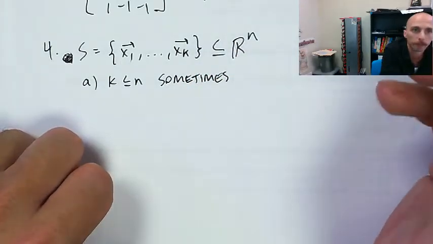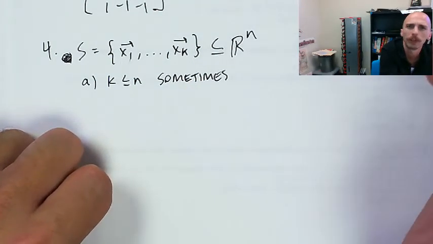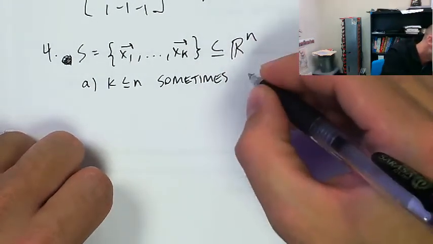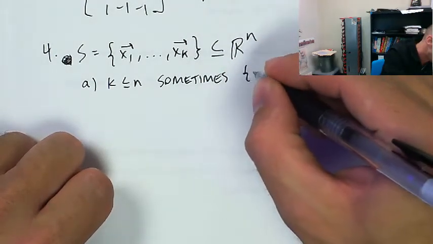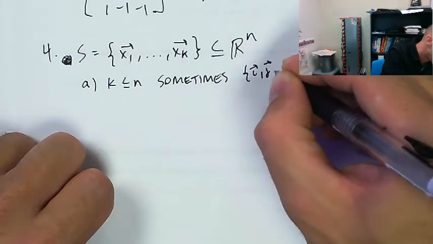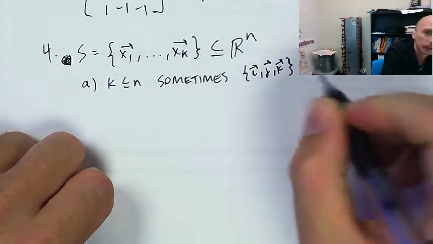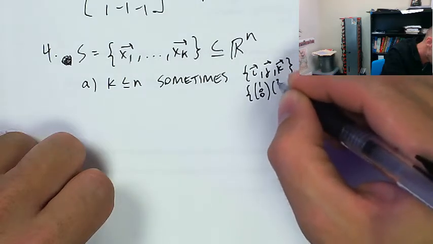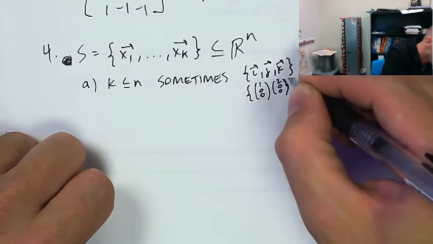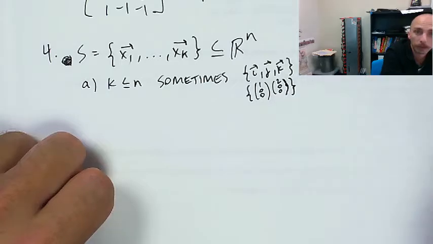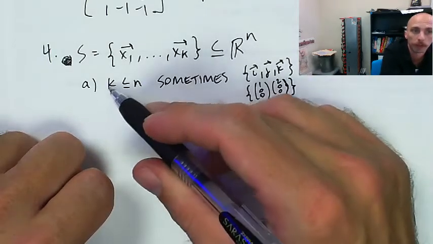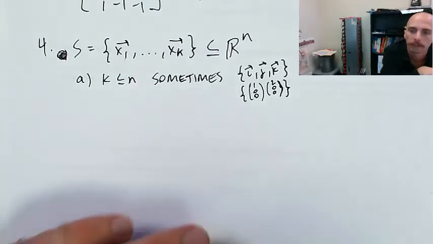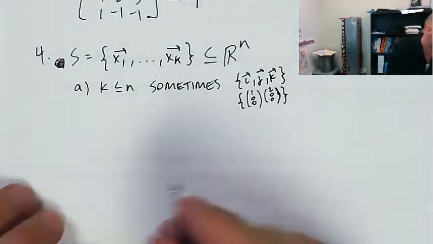It could be independent, say i, j, k. That's always a really good example of a linearly independent set in R3: i, j and k. On one hand you've got i, j and k, and on the other hand you've got 1, 0, 0, and 2, 0, 0. This one's independent, that one's dependent. Both of these are 3-dimensional vectors with the number of vectors less than or equal to the dimension of the space they live in.